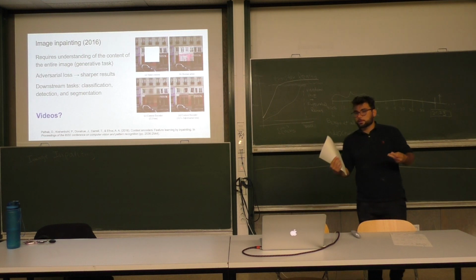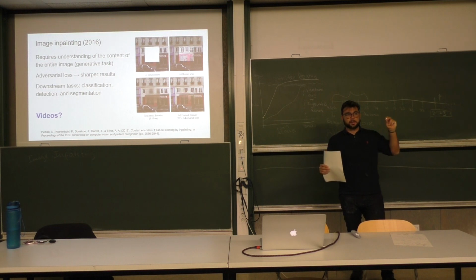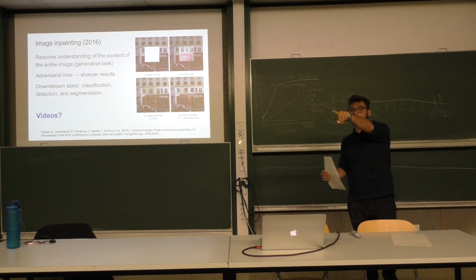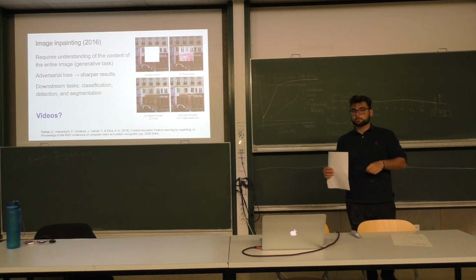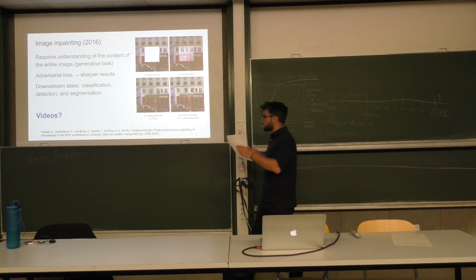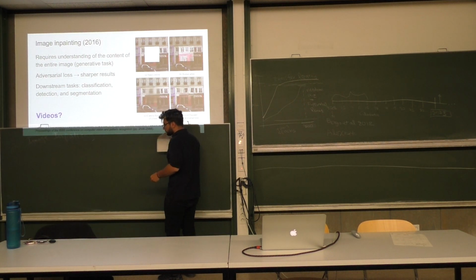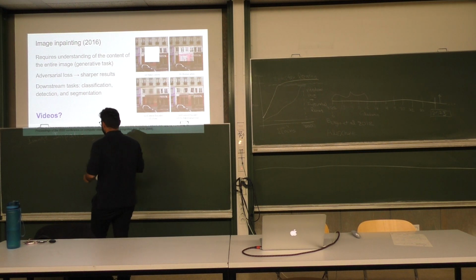So what is the problem when you directly try to reconstruct the pixels with L2 and mean square error? Yes? You can have a pretty low loss but still get a very bad output. Yes. So everybody who's using these L1 or L2 losses directly on the pixels usually gets a very blurry output.